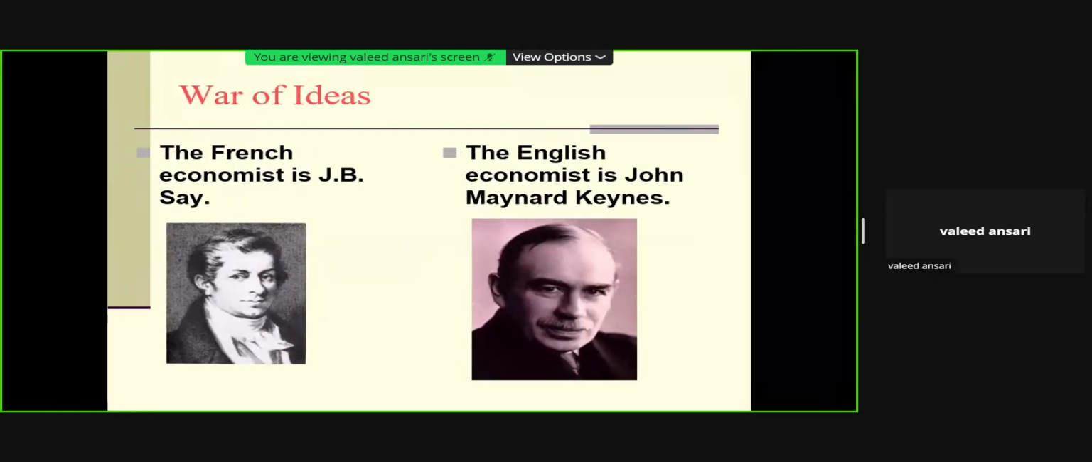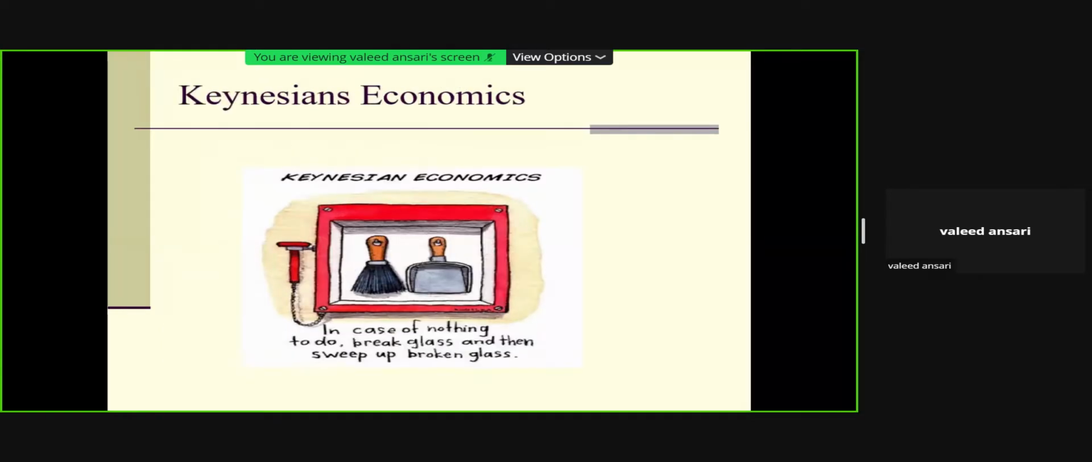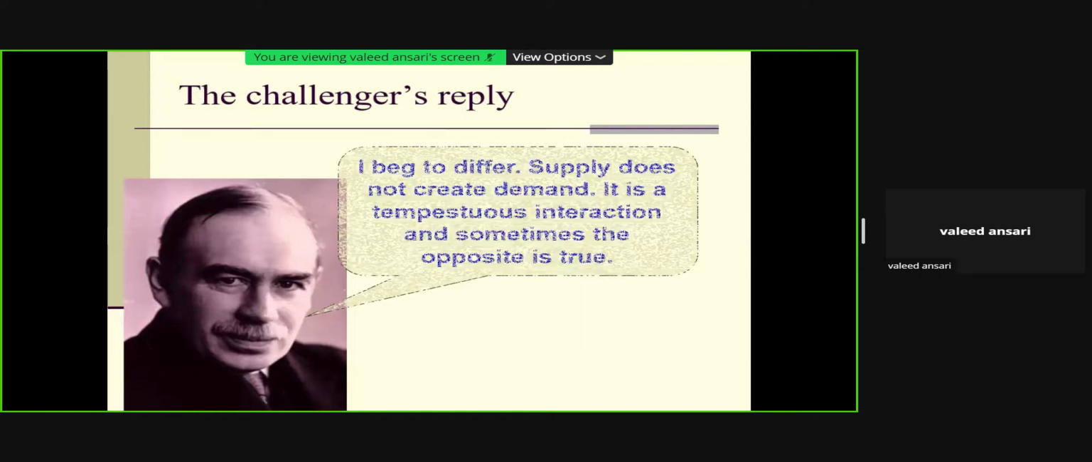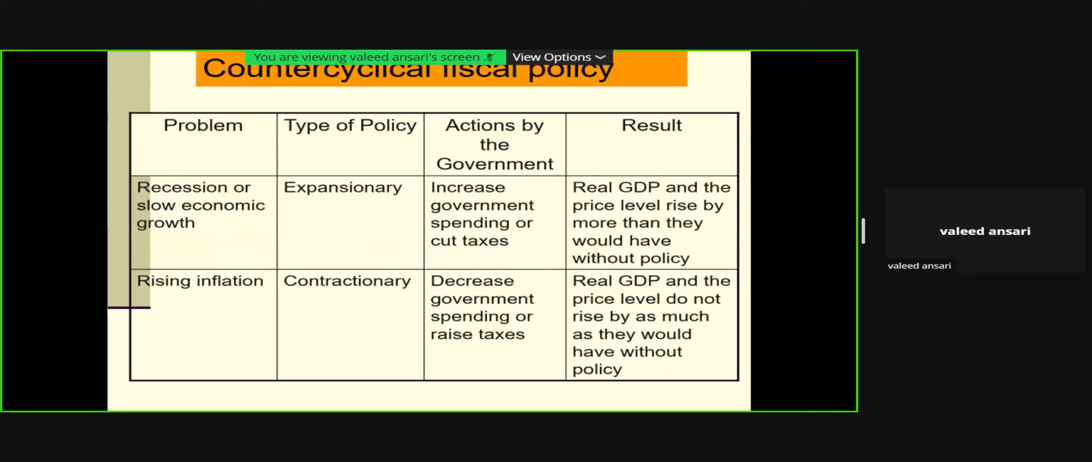So this was the Say and the classical economists. I have already discussed this. Vivek Chauhan is also using his counter cyclical measure using a pen. Okay.